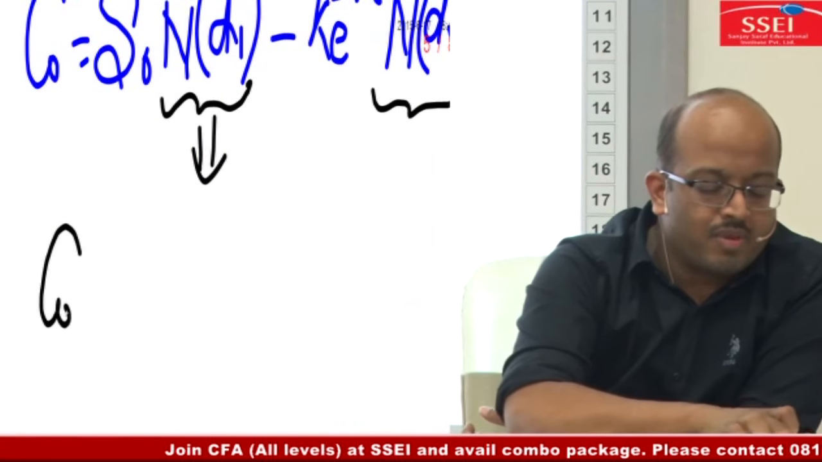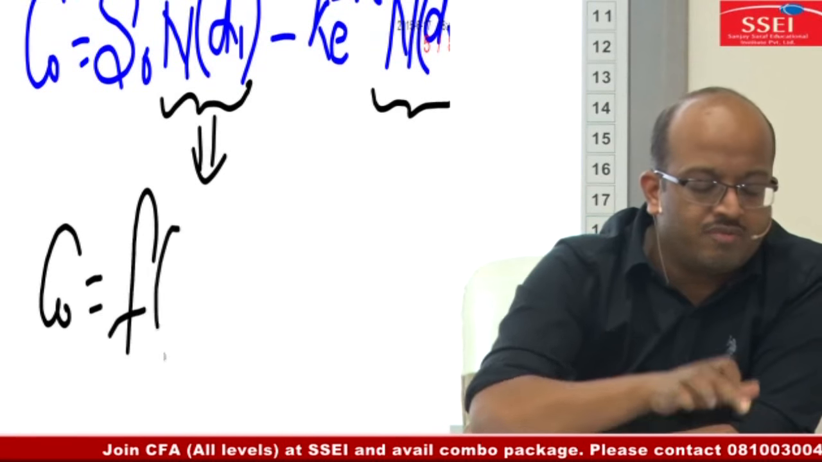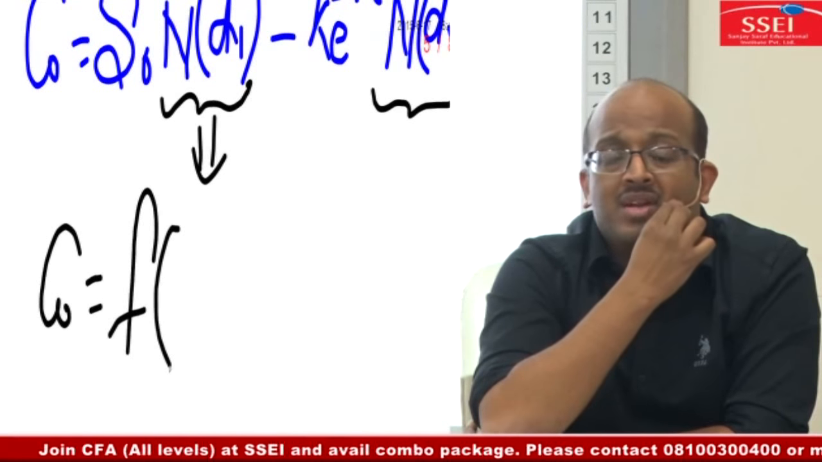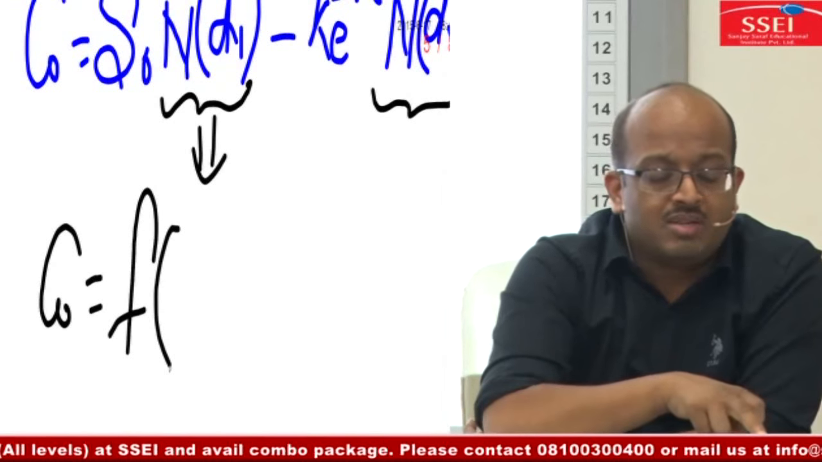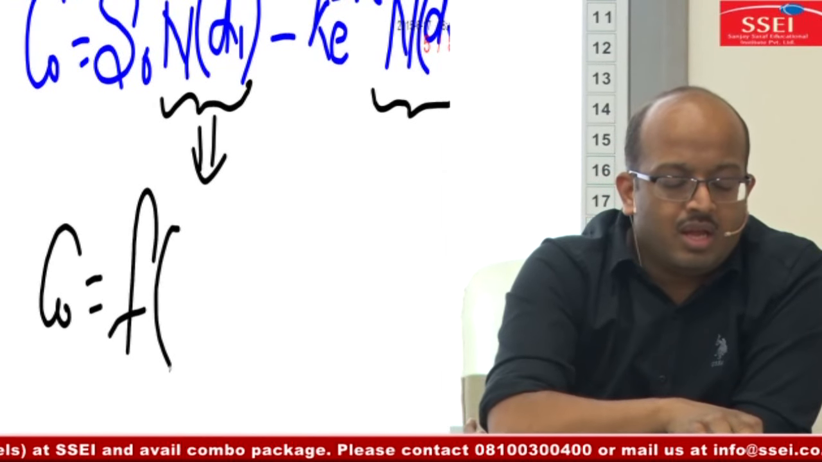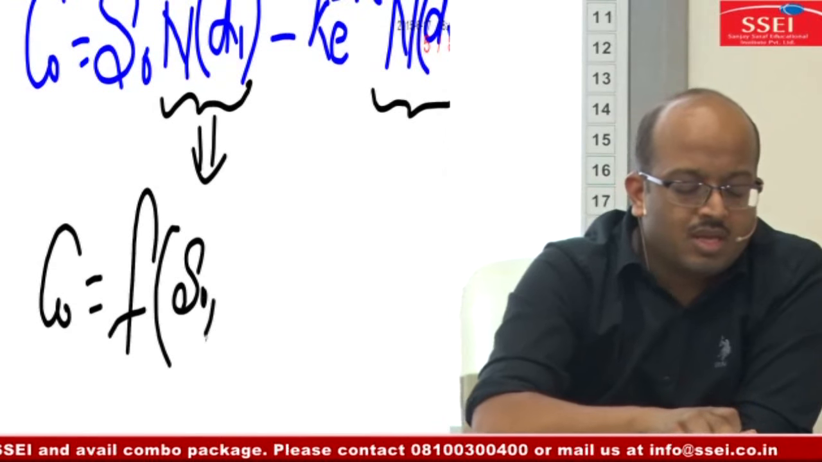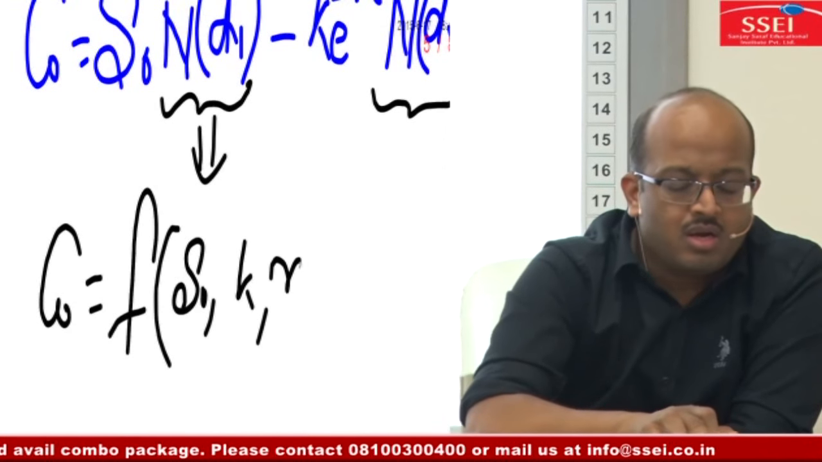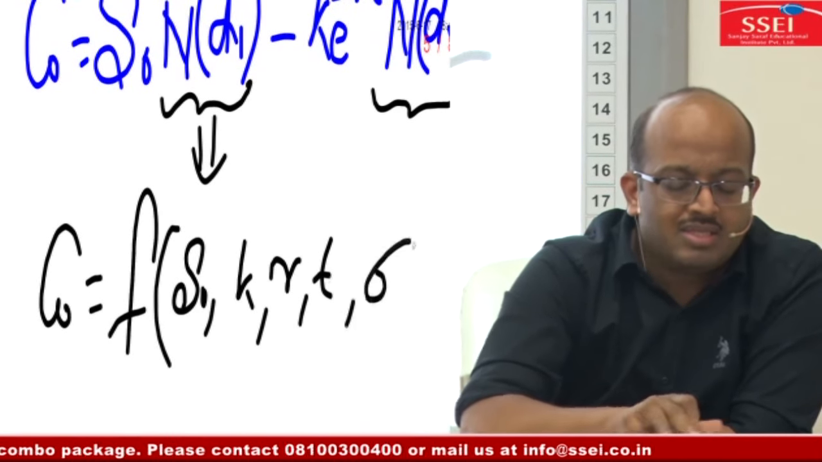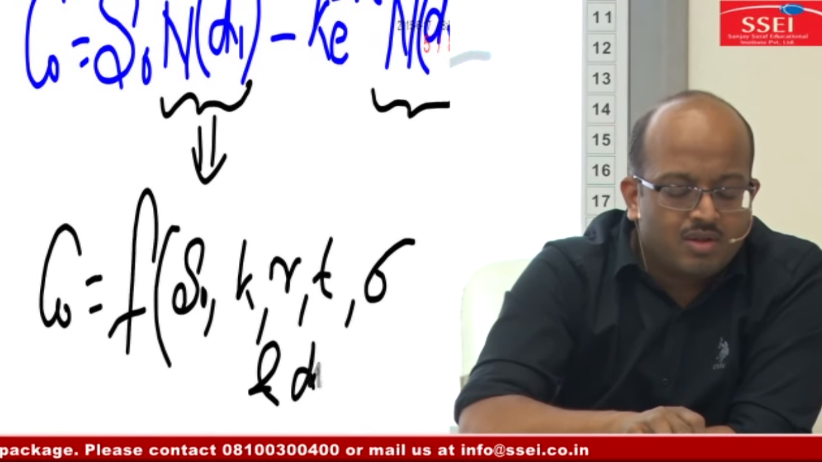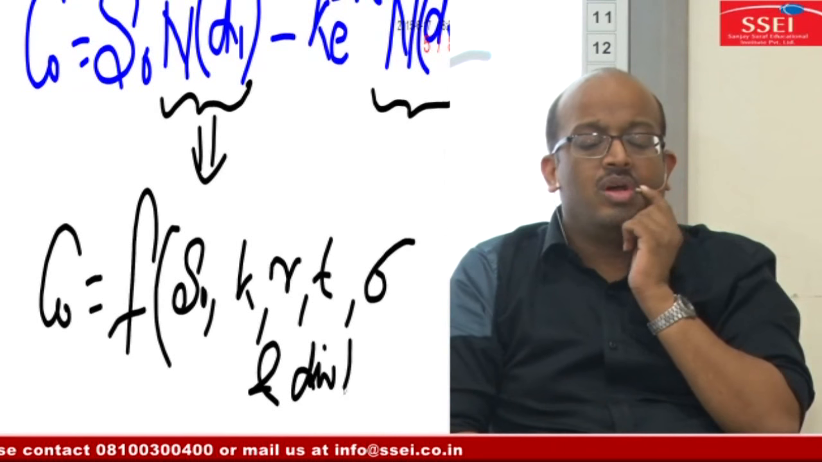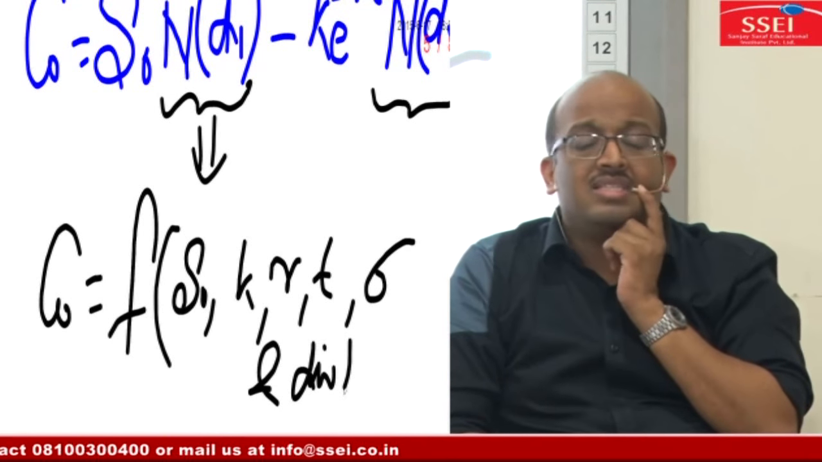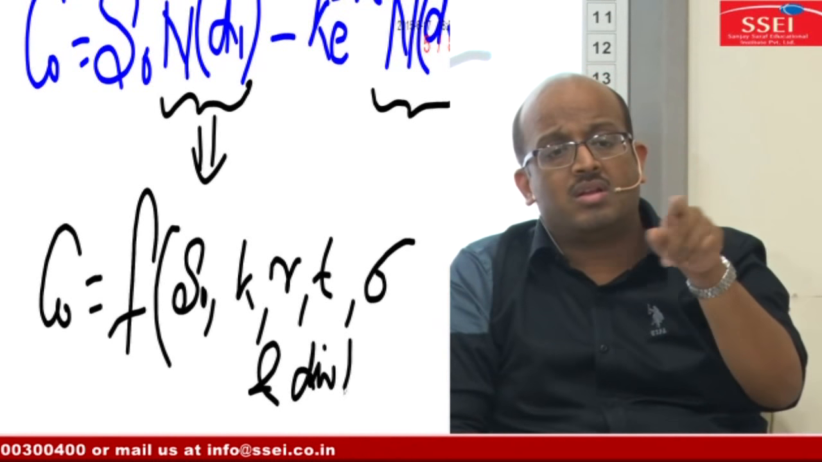So ultimately C0 equal to, please write down, function of, this all of you know, even level 1 students, part 1 and even CA students. Call option is a function of S0, K, R, T, sigma and dividend. Is it okay with you all?